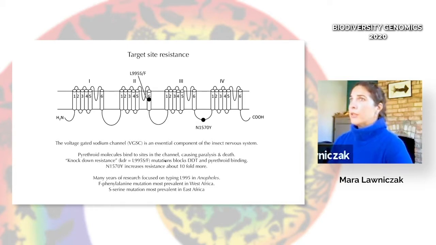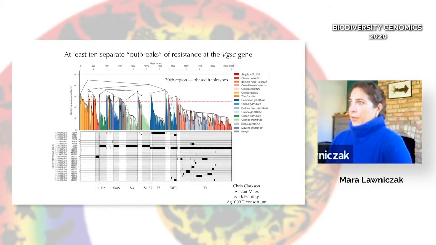And there's been a lot of research over the last decades on typing this mutation in particular in individuals to estimate the proportion of mosquitoes in populations that are resistant. And it looked primarily like the phenylalanine mutation was most prevalent in West Africa, and the serine mutation was most prevalent in East Africa, and that these 2 mutations had arisen once or twice, and that they were sweeping across the populations. But in fact, the real story is much more complicated and dynamic than that.